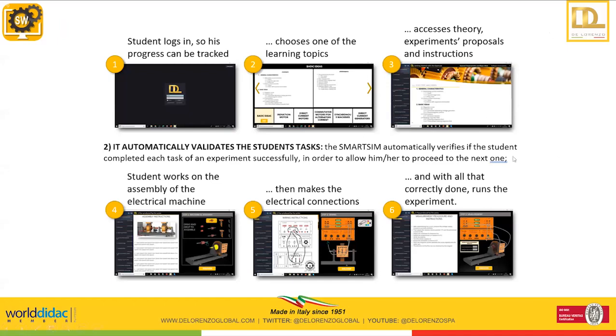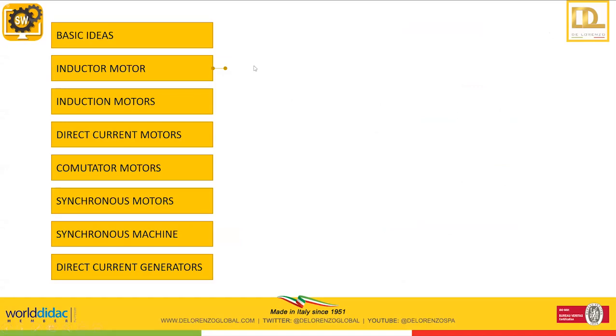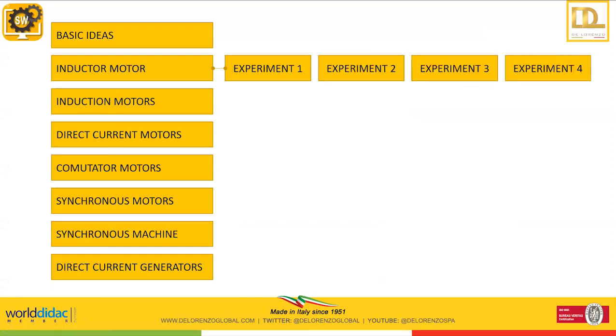So, giving you a quick view, the student logs into the software. He sees the topics and contents. He's guided through instructions. Then he works on assembly, connections, and experiment. As Helmi said, the software covers from basic ideas through induction motors up to direct current generators in detail. There are 45 experiments to be run. And in each topic, we have several experiments. I'm showing 4 here just as an example.